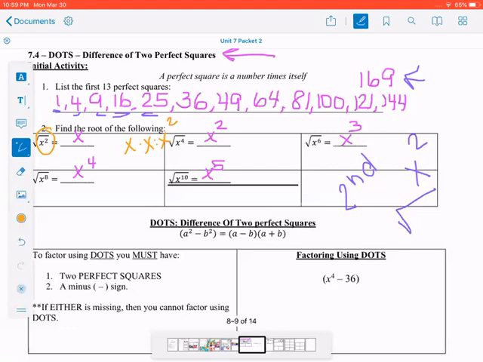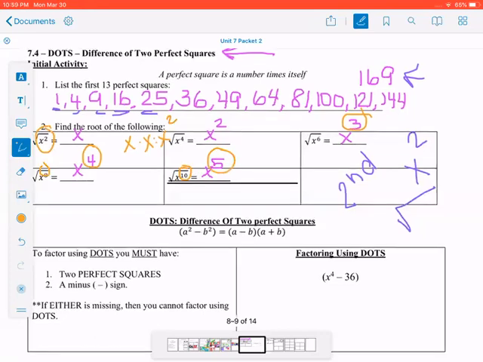So the square root of x to the 4th is x squared. Square root of x to the 6th is x to the 3rd because 3 is half of 6. Same thing here, 4 is half of 8, and 5 is half of 10.